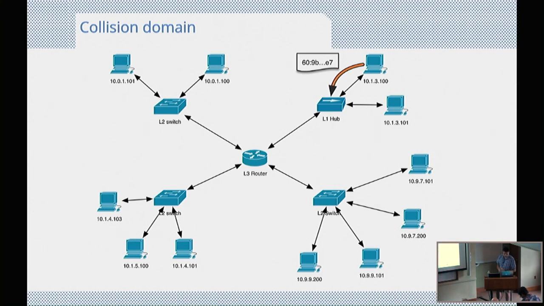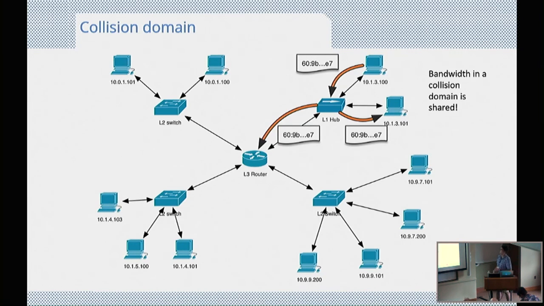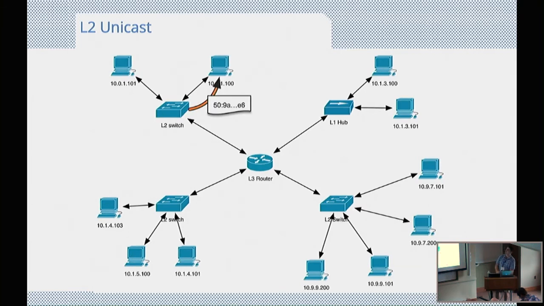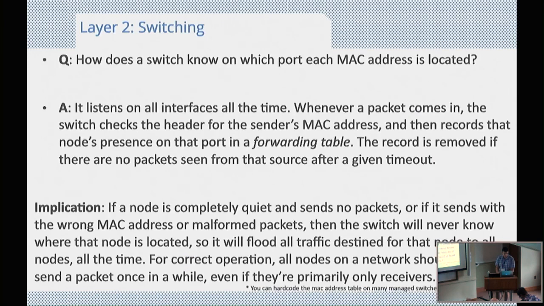And why is this significant? Well, if that computer in the top right there wants to send a packet destined for some particular MAC address, it doesn't matter what that MAC address is, the hub is going to send that to everyone. So bandwidth in a collision domain is shared. That's different to in a switching environment. If that computer there wants to send a packet to some destination, the switch will only forward it on to that particular recipient, and none of the other links see that data.